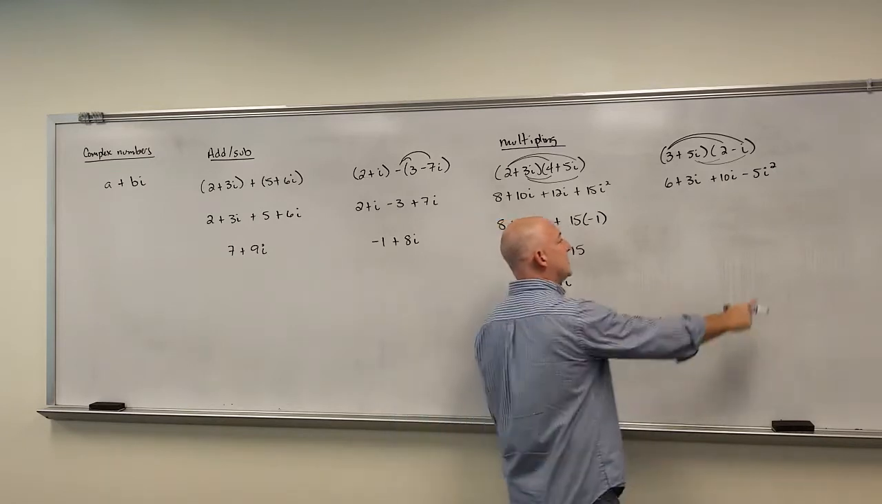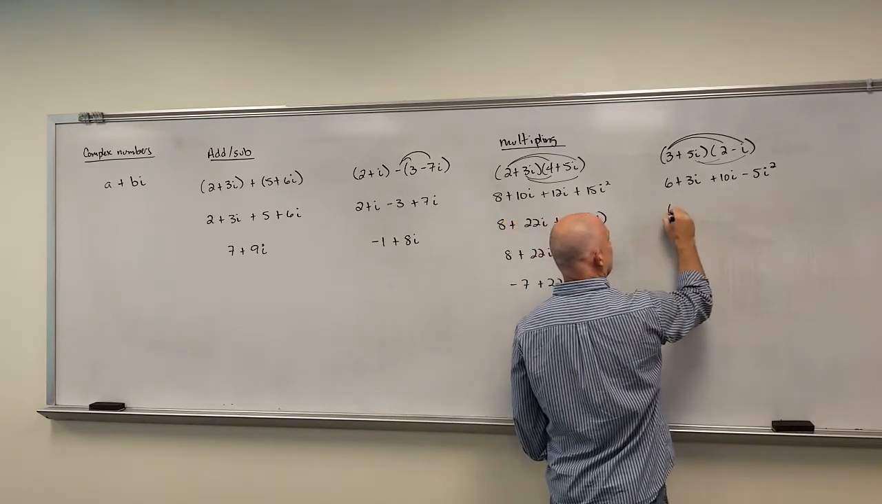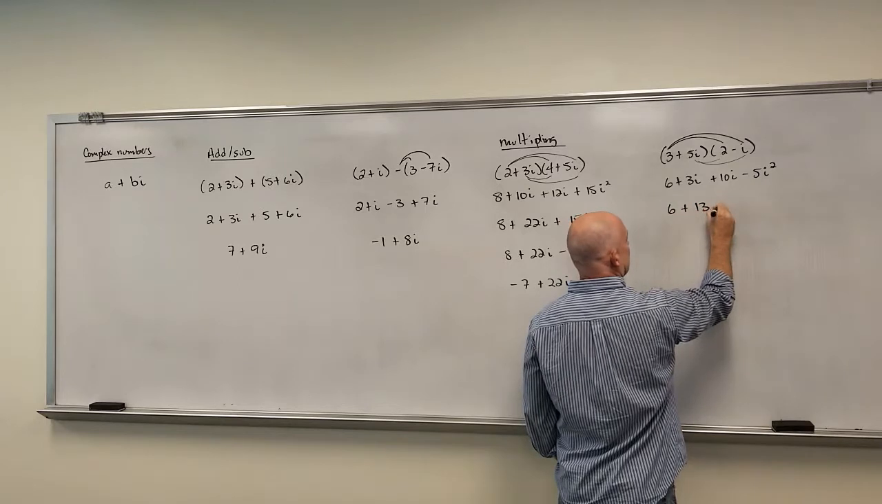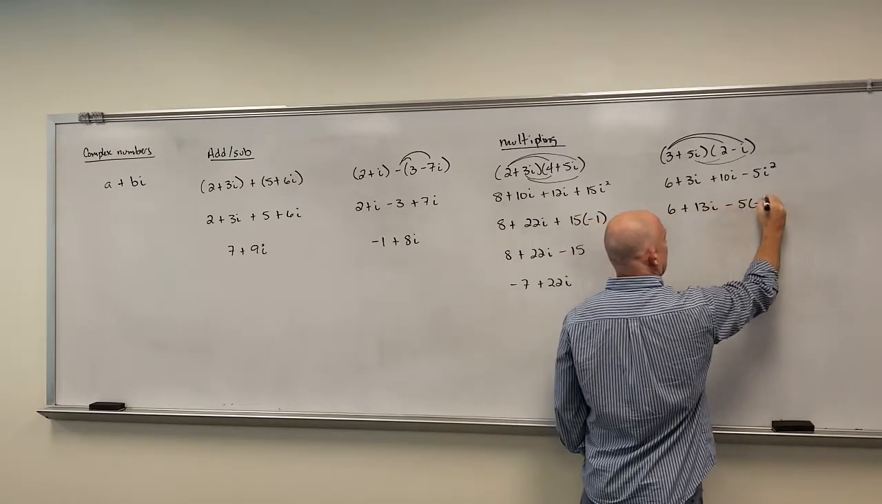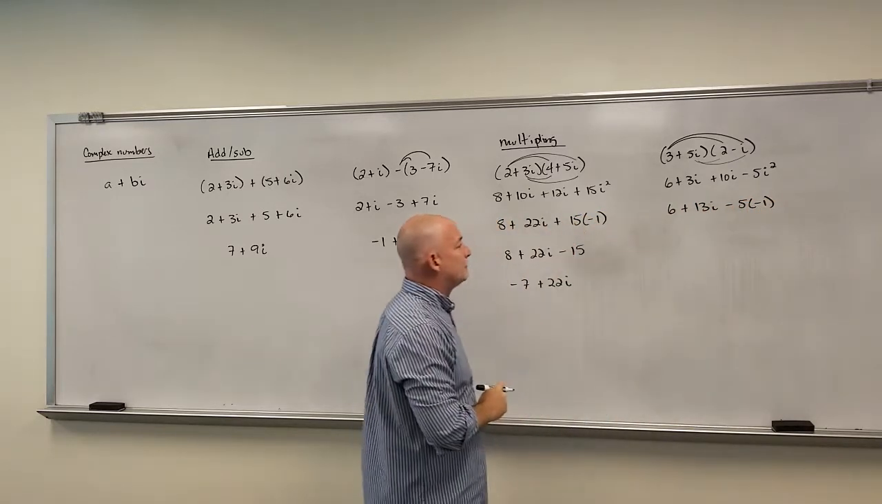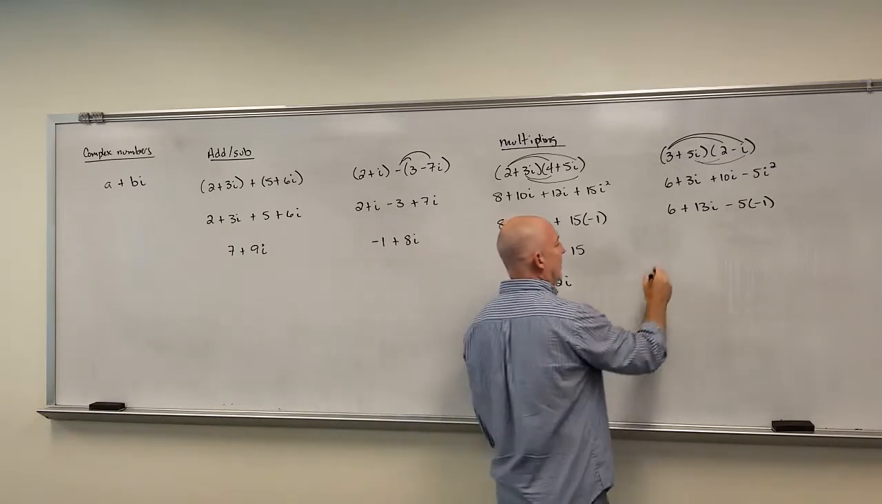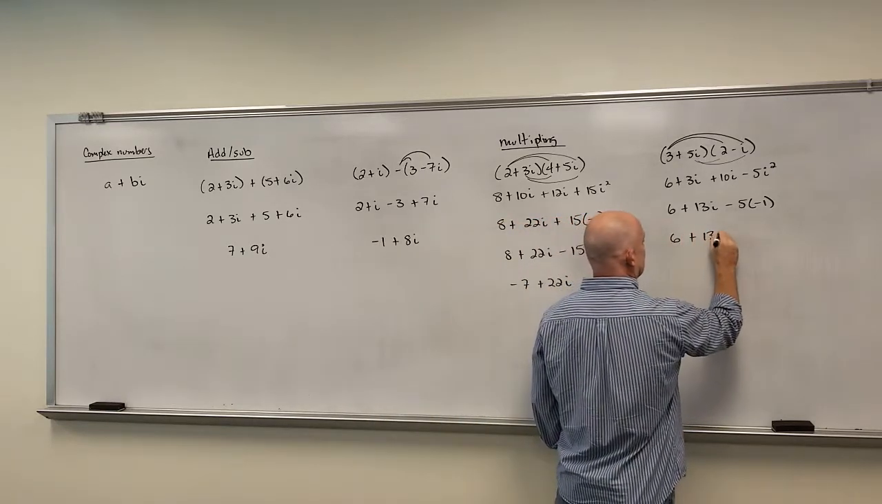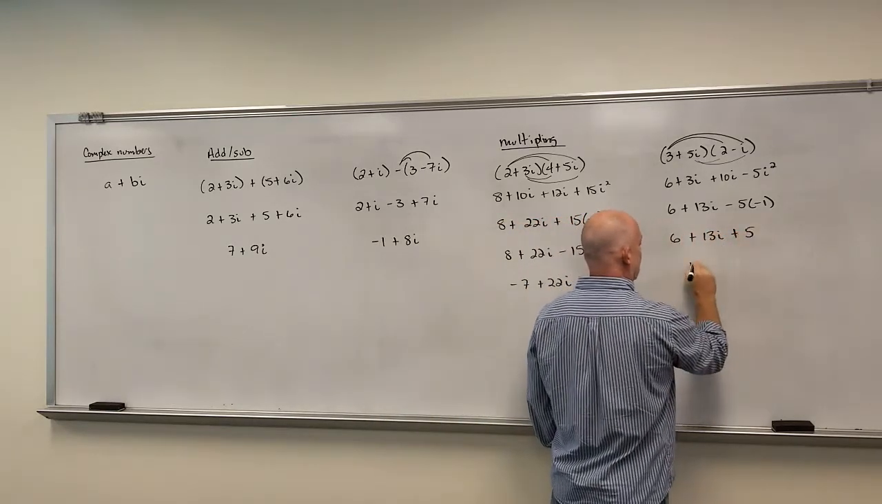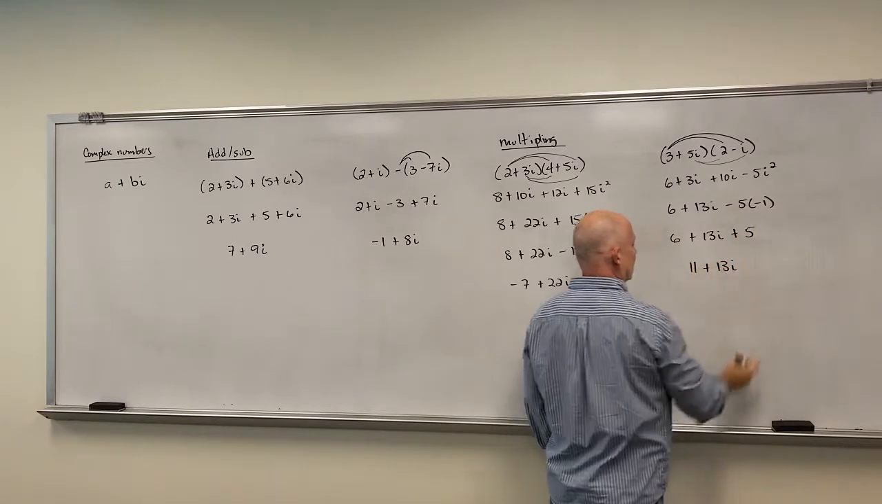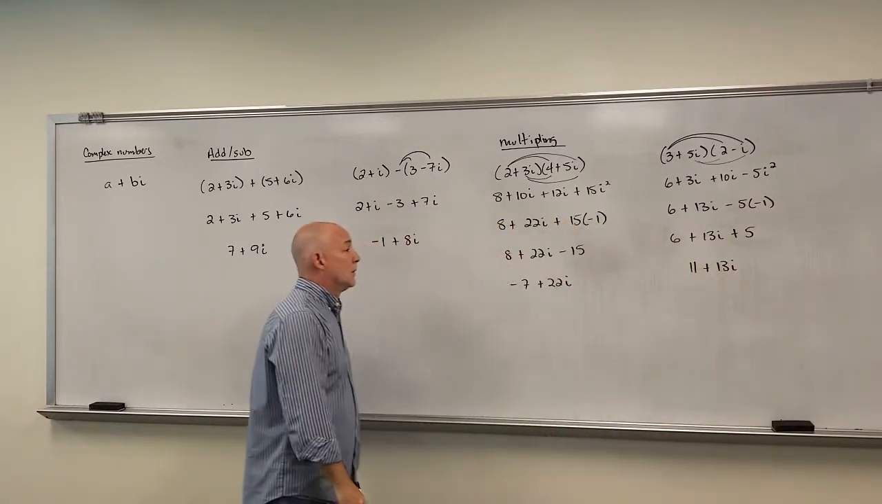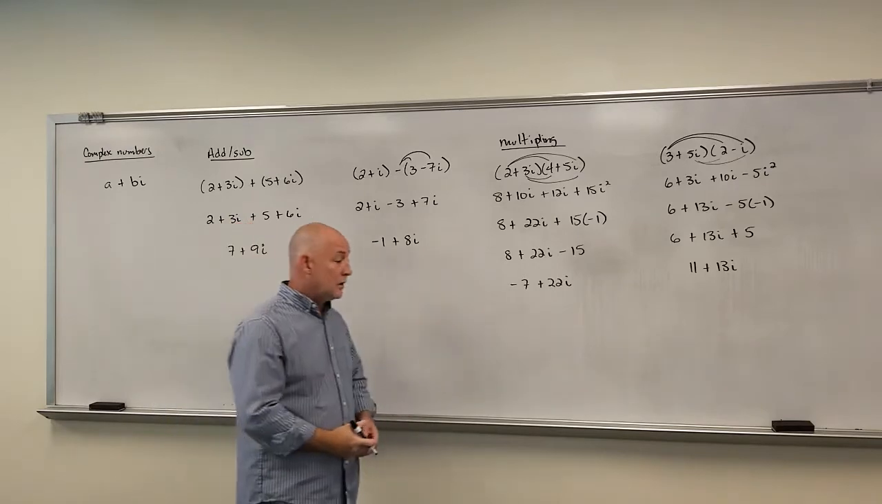All right, as soon as we see i to a power, we need to simplify it. See, here in the middle, those are 13 i's. I know i squared is -1. So once I simplify that number, we get 6 plus 13i plus 5, so it'll be 11 plus 13i. All right, that's about as hard as it gets.